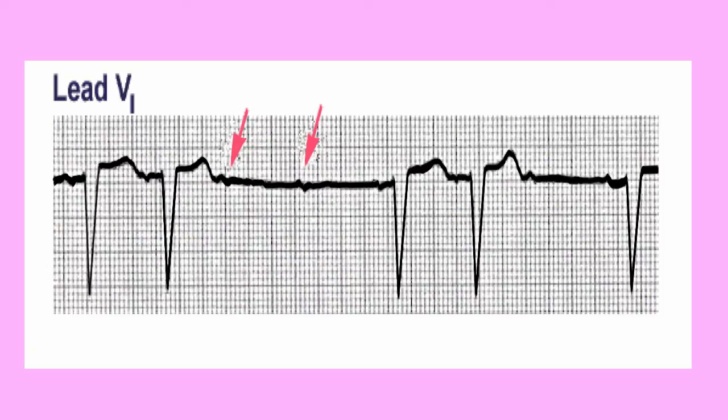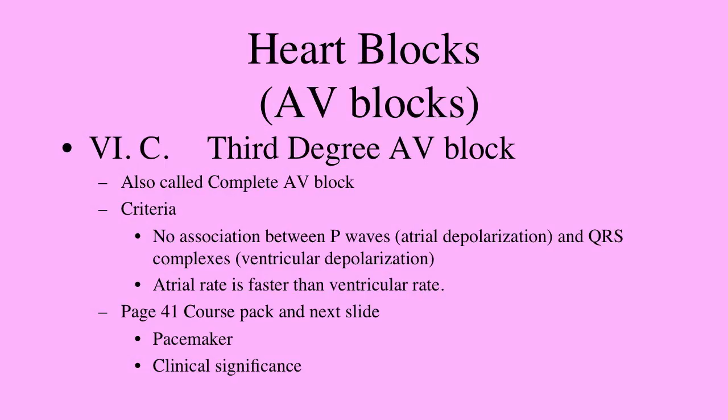If we go forward then to third degree AV block, this is also called complete AV block. In this case, the criteria is no association between the P waves and the QRS complexes. P waves are atrial depolarization, and the QRS complexes mean ventricular depolarization. So there is no association between P waves and QRS complexes at all. P waves are beating at their pace, and the QRS complexes are beating at their pace. The P wave pace, the atrial rate, is faster than the ventricular rate.